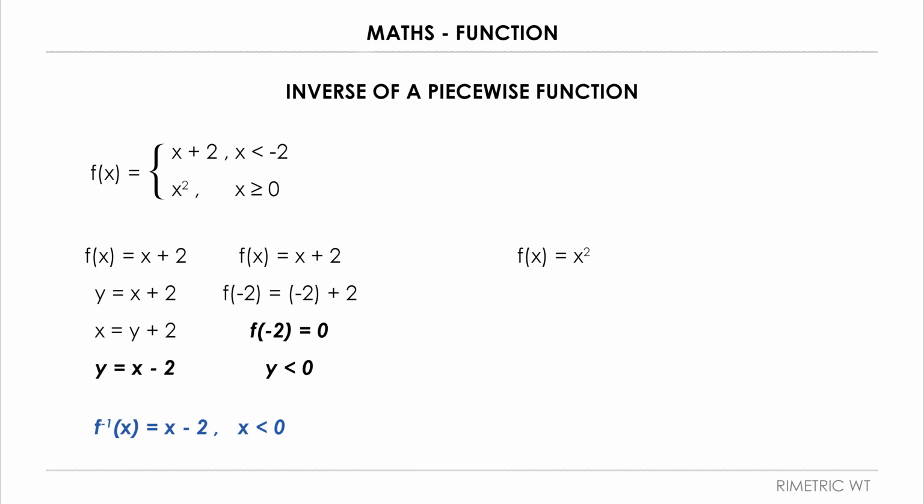Now, for piece 2, we have f of x equals x squared for x is greater than or equal to 0. First, we write it as y equals x squared. After swapping x and y, we get x equals y squared. Solving for y, we get y equals plus or minus the square root of x. However, we only take the positive square root for this piece. Why? Because the original function is restricted to x is greater than or equal to 0, which means its outputs are also non-negative. In other words, the range of this piece is y is greater than or equal to 0. Therefore, we use y equals the square root of x.